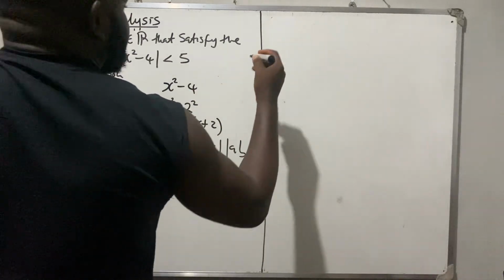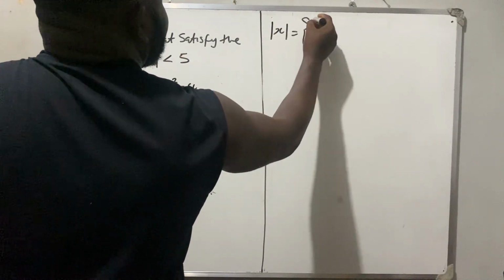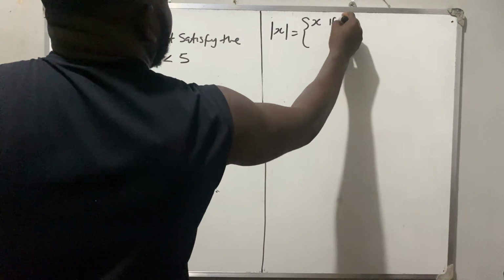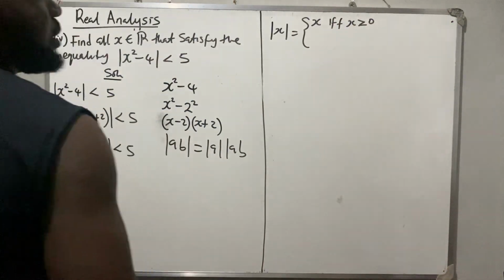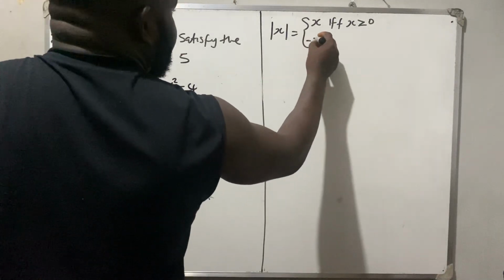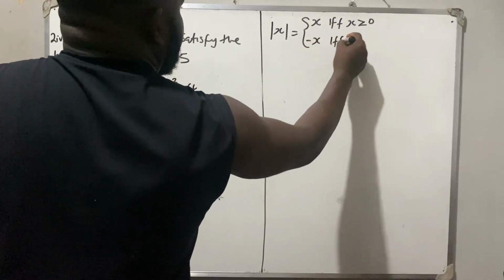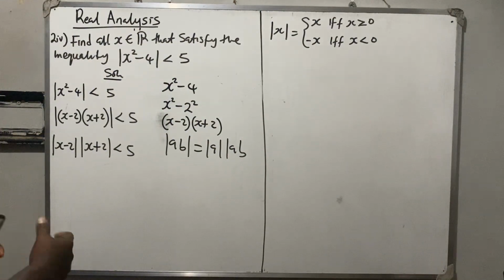The concept of absolute value says that the absolute value of x is equal to what? It's going to be x itself if and only if x is a positive number or 0. If it is greater than or equal to 0, then it's going to be x itself. But it's going to be negative x if and only if x is negative, or less than 0. Negative is something that's less than 0.